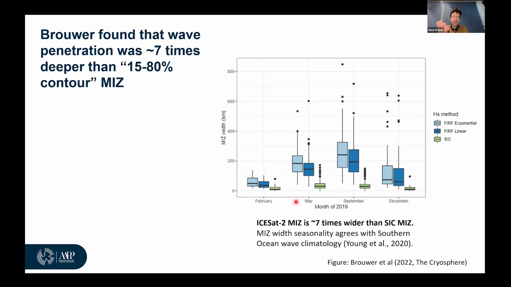So there's still quite a large manual component in the interpretation of this, which is why she couldn't do it for every month. But in those 4 months, we found that according to ICESat-2, the waves were penetrating far deeper than what the sea ice concentration, 15 to 80%, would lead us to believe.